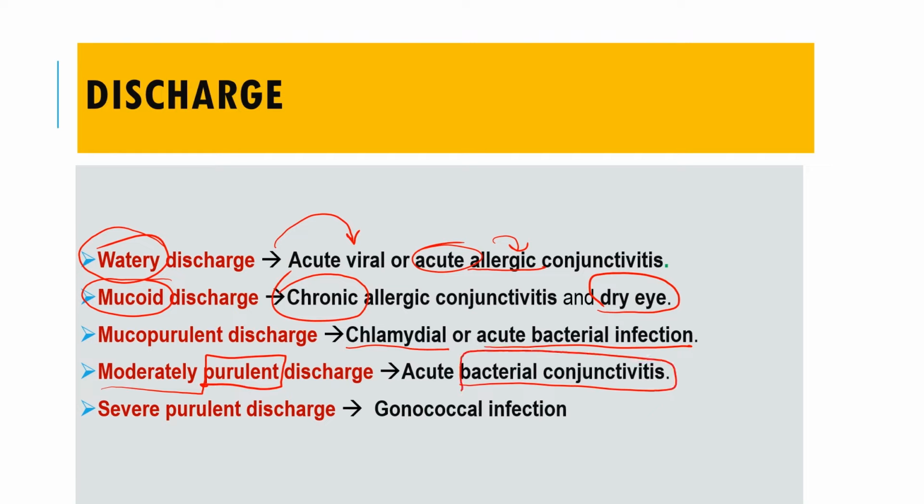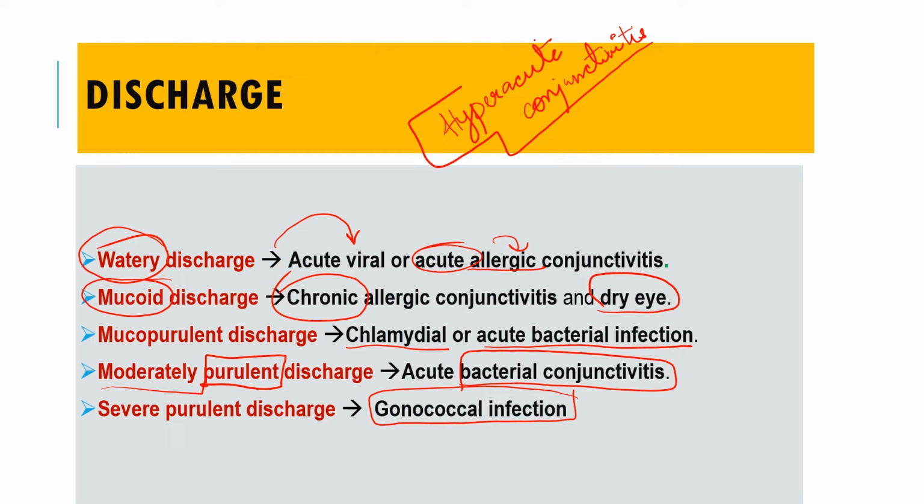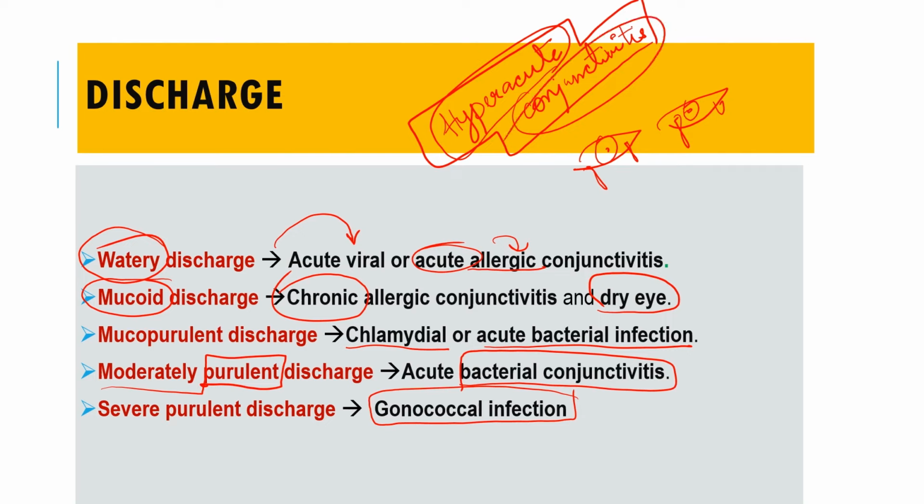Now, in some cases you will have a lot of pus discharge, which is called a severe purulent discharge, and that is seen in gonococcal infection. Here there's one more term I would like to introduce, the hyperacute conjunctivitis. The gonococcal infection spreads really fast and has lots and lots of copious purulent discharge coming out of the eyes, and therefore it is also called hyperacute conjunctivitis. So hyperacute conjunctivitis is a term used for gonococcal conjunctivitis. That is what you should remember.